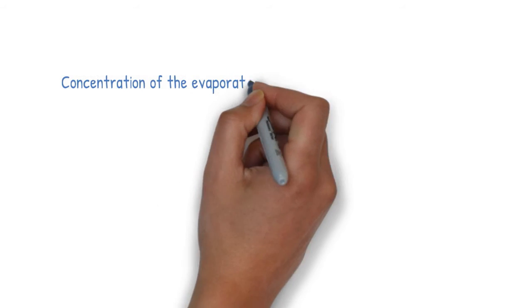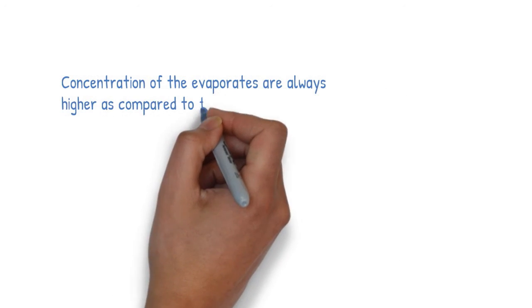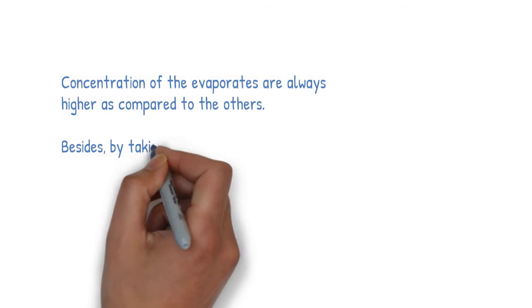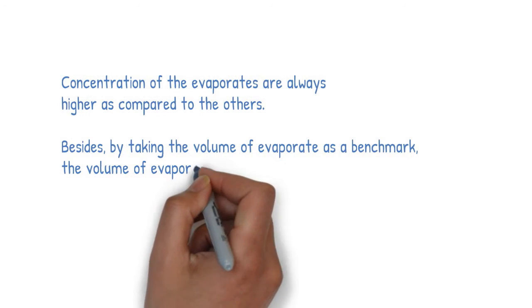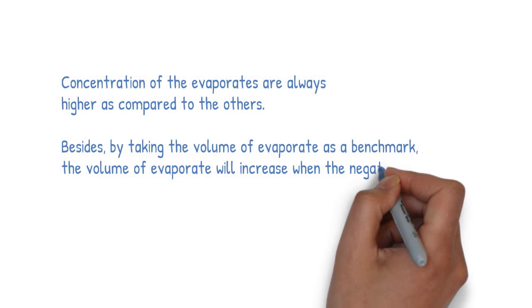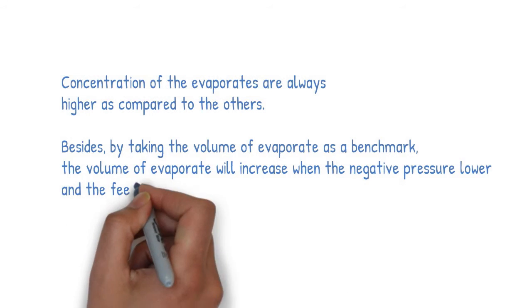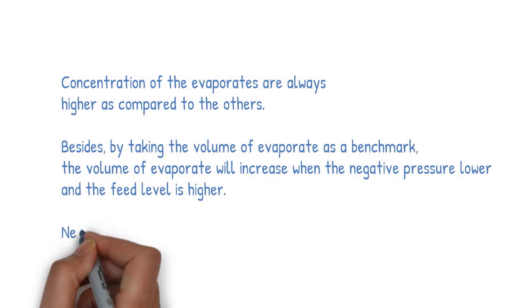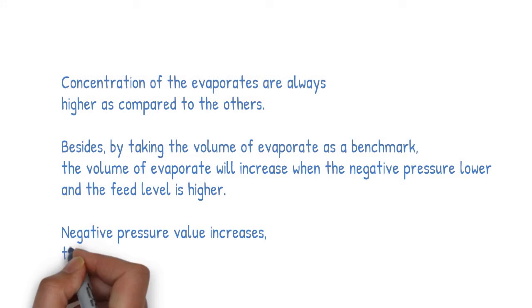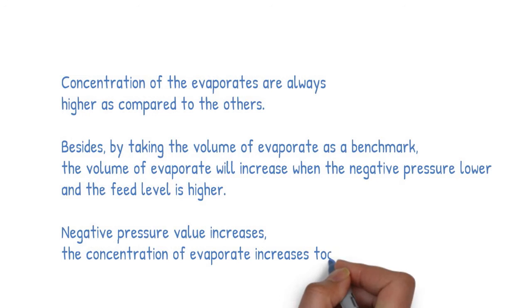Based on the results, the concentrations of evaporate are always higher as compared to the others. Besides, by taking the volume of evaporate from the evaporator as a benchmark, the volume of evaporate will increase when the negative pressure value is higher and the feed level is higher. Thus, it can be explained that when the negative pressure value increases, the concentration of evaporate increases too.